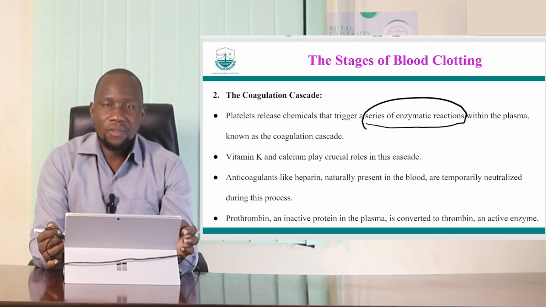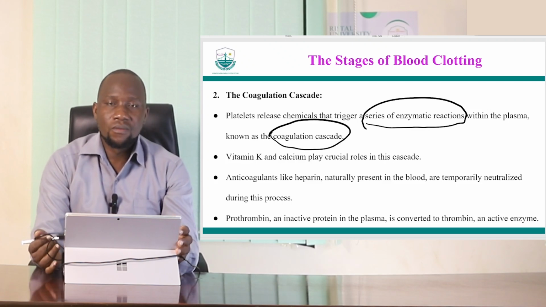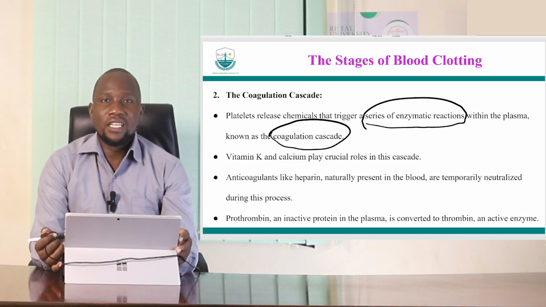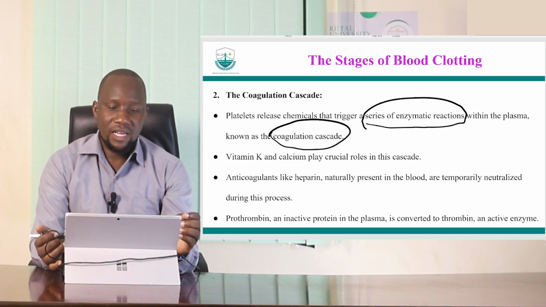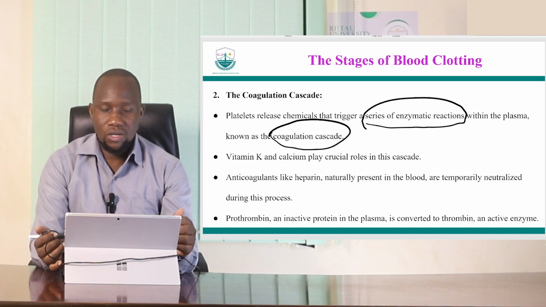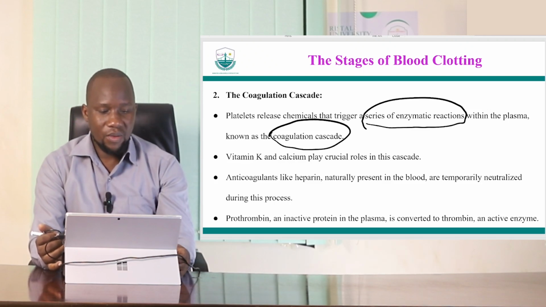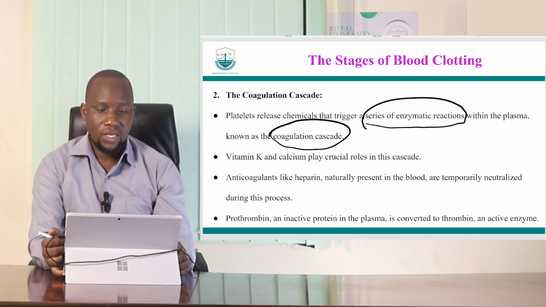But these reactions are the ones we are calling the coagulation cascade. Okay, we explained that earlier on. And this is where the vitamin K and calcium play an important role. I already explained that vitamin K is used in production of clotting factors in the liver, and then calcium is used in the activation of clotting factors. Okay, so the platelets release more chemicals that will trigger a series of other reactions.